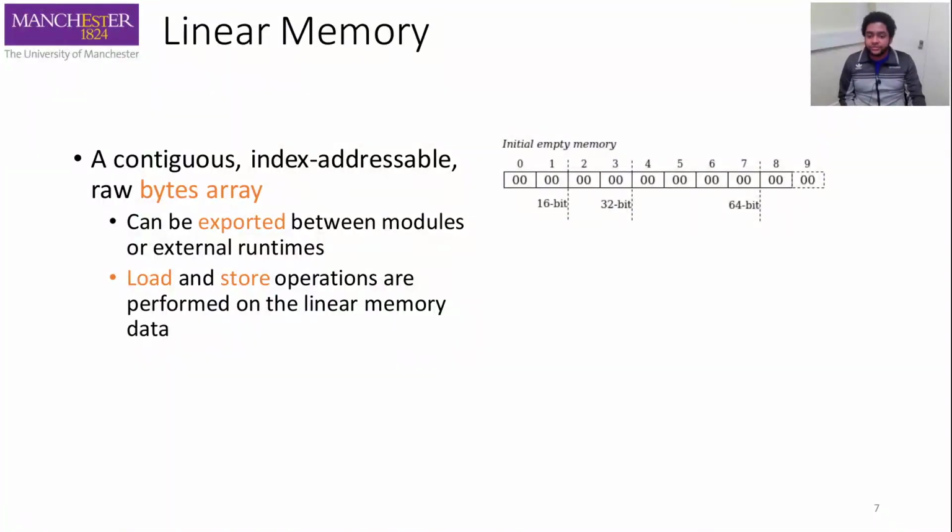One of the main features of WebAssembly is its linear memory. This is a contiguous memory space that can be accessed using an index as its address. This memory can be defined by the module and can be exported to other modules or JavaScript code, for example. WebAssembly provides memory instructions for loading and storing different types to this linear memory. For example, this code here stores a 32-bit value 1256 into index 4 of the linear memory.